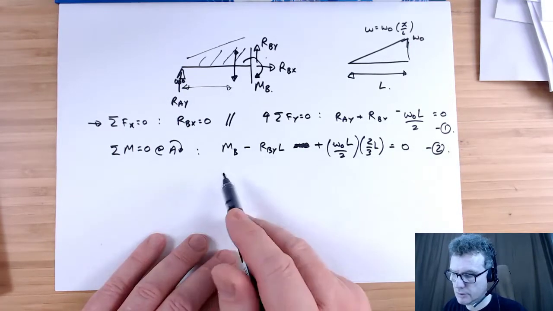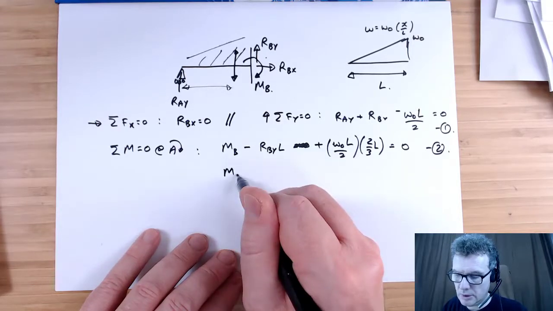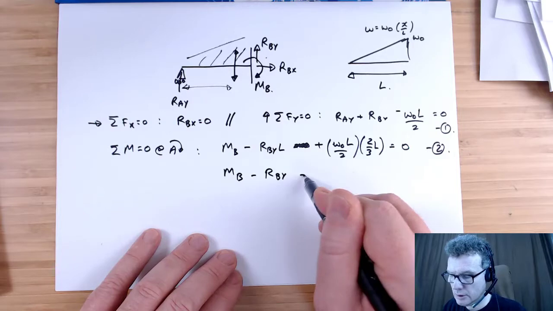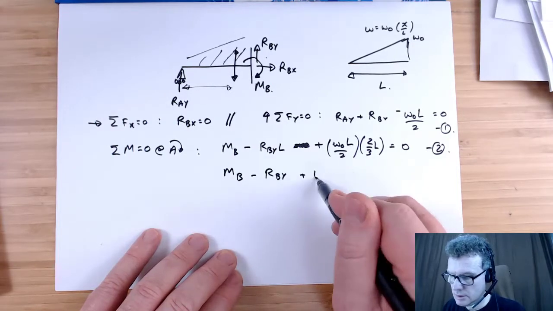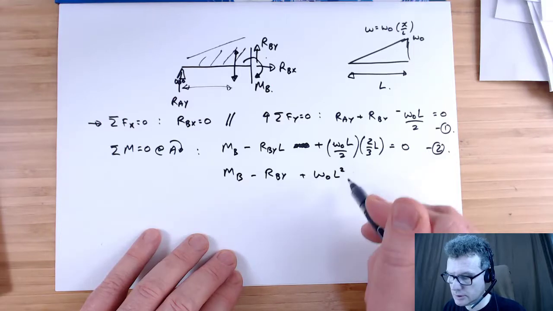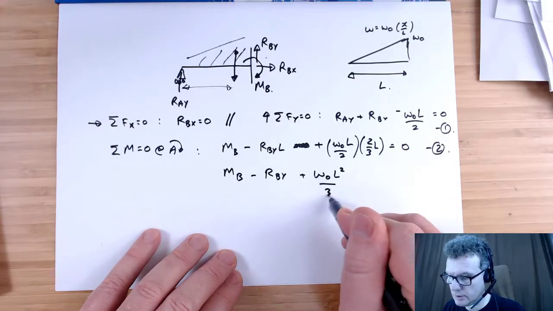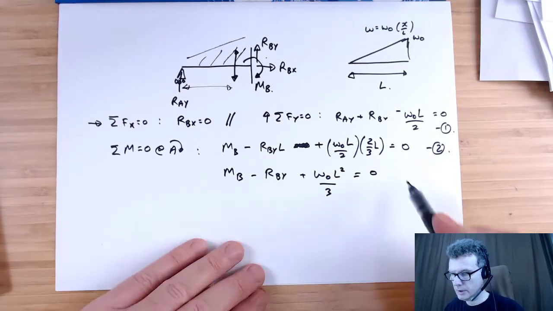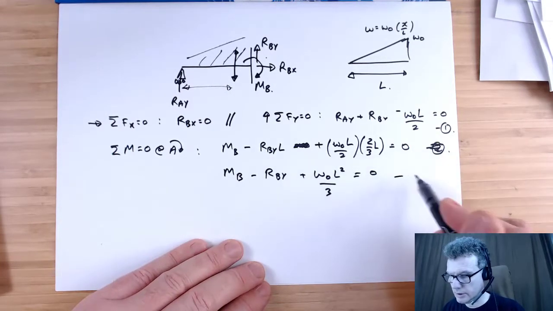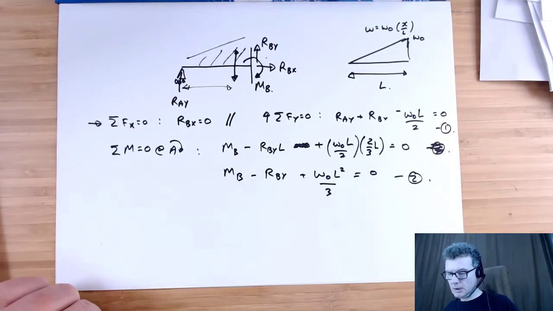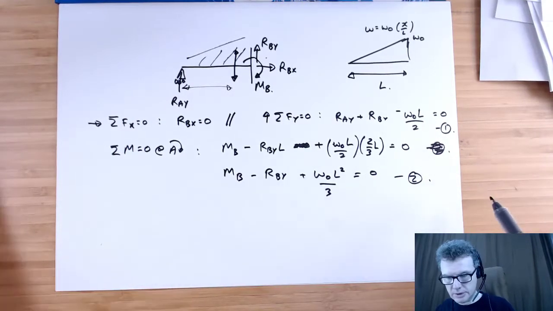Tidy it up, I suppose, before I move on. MB, take away RBY L plus W0 L squared over a third equals 0, the 2s cancelling. Okay, so that will be my second equation there. I'll use that one. Right, so I've done that. What else can I do?